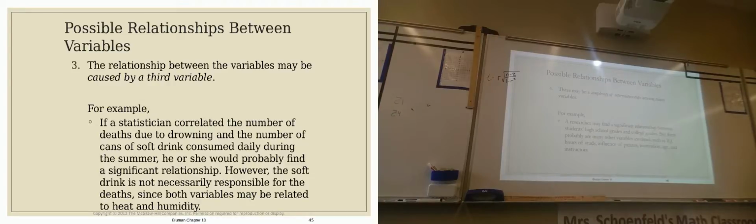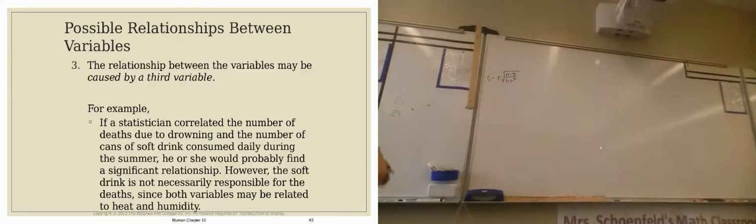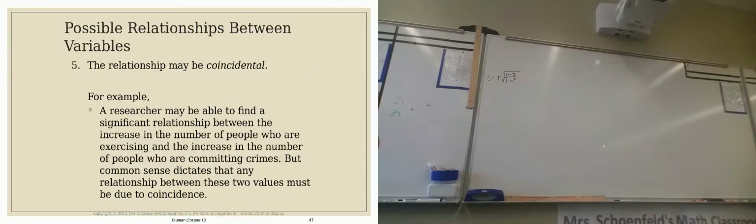Complexity: a researcher may find a significant relationship between high school grades and college grades, but there are probably many other variables involved, such as IQ, hours of study, influence of parents, motivation, age, instructors. Coincidental, I already gave you a coincidental one: lights and fights. So it should not be awful. It should hopefully be easier than the last few pieces were.